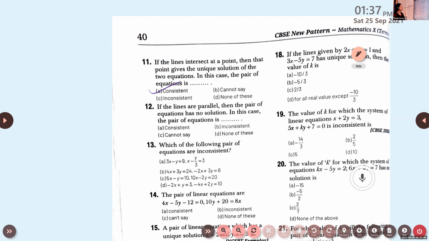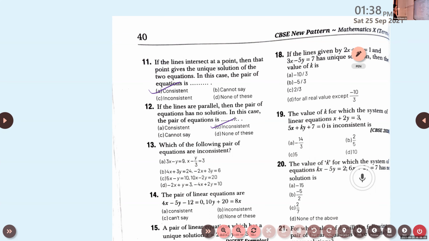Similarly, the next one. If the lines are parallel, it means no solution. No solution means it is inconsistent.